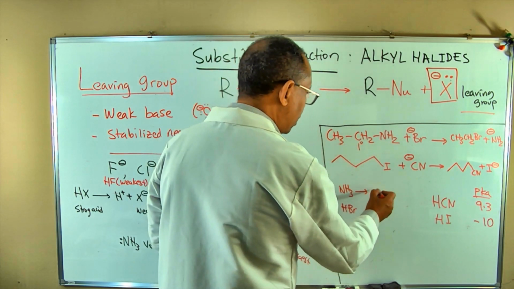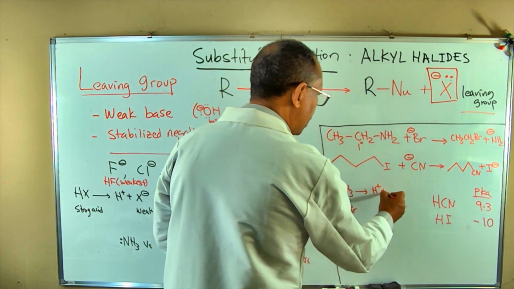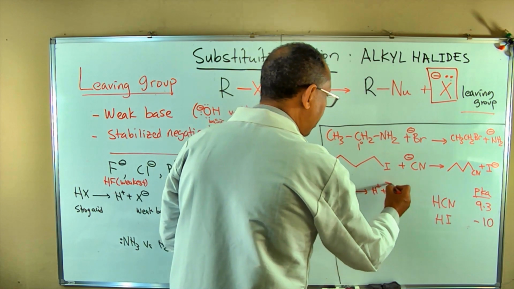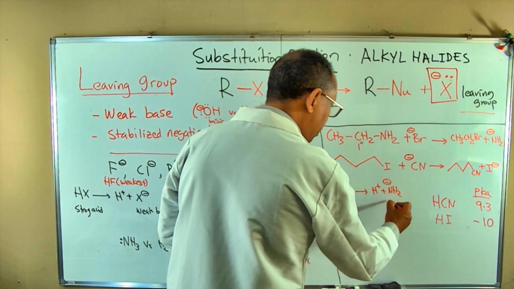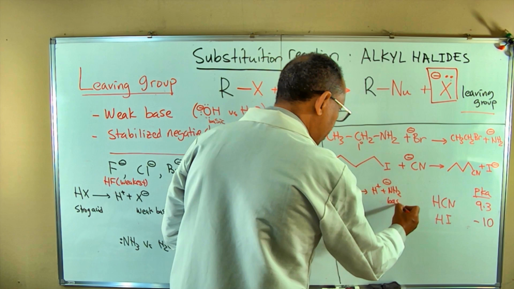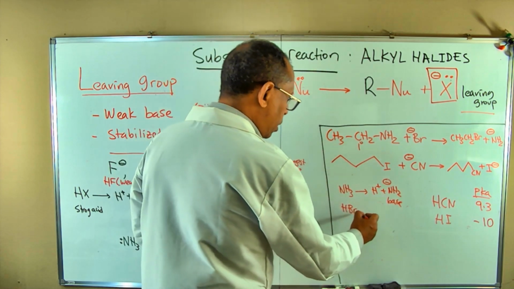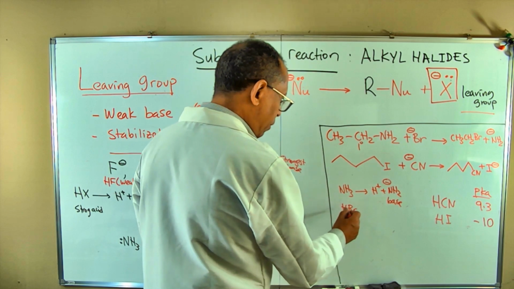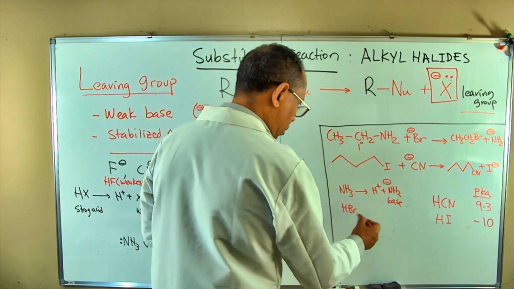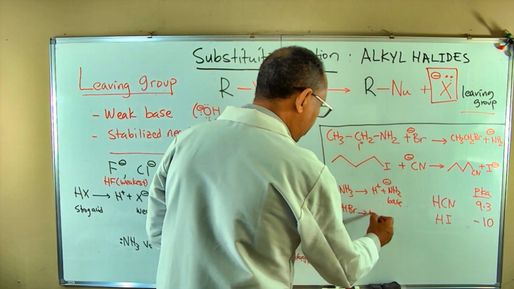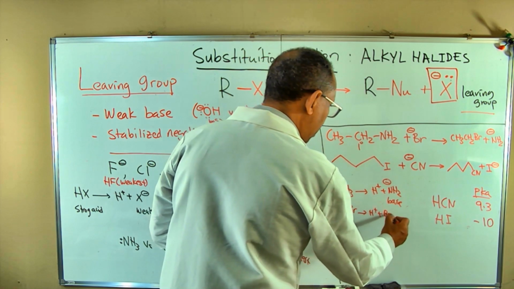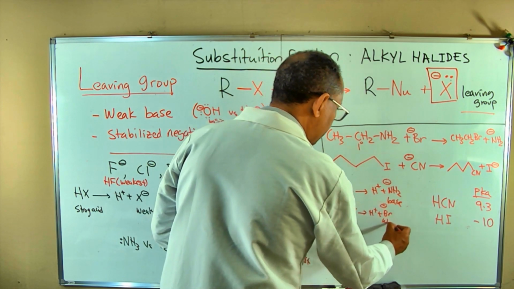So what it generates is a very strong base. So actually your HBr is relatively very acidic. It would give H plus and Br minus, and it gives a weak base.